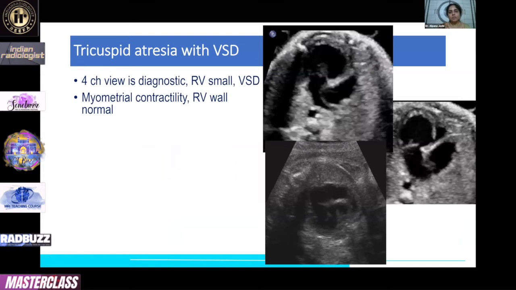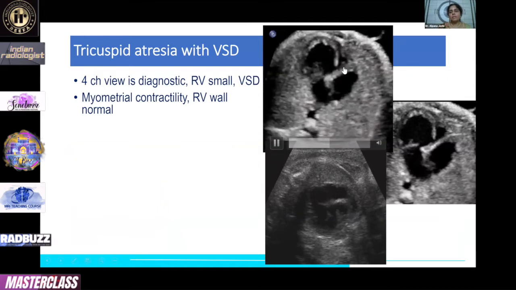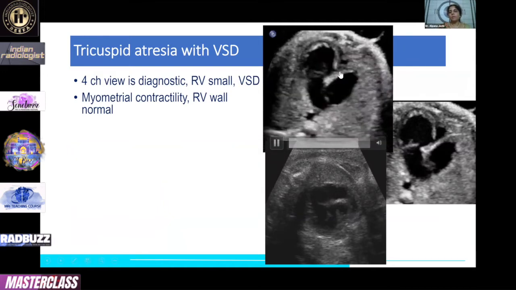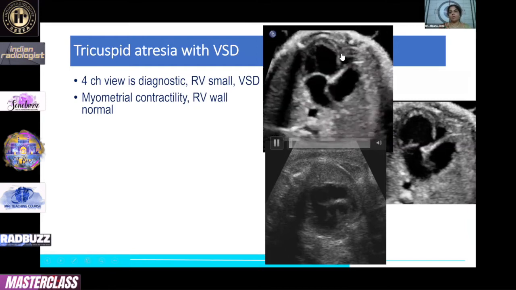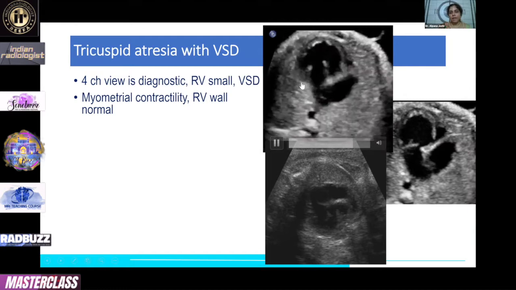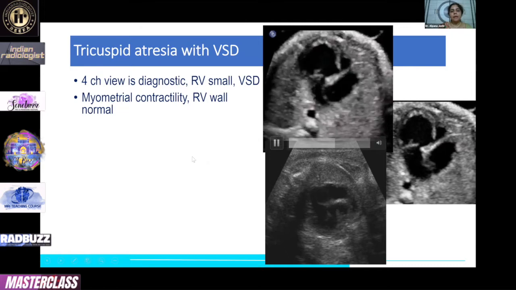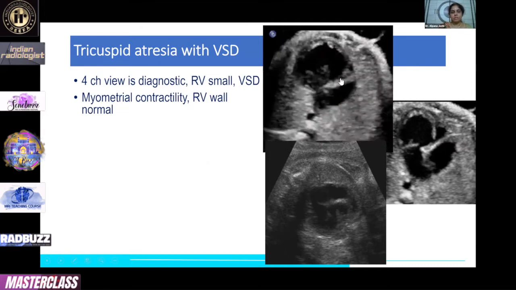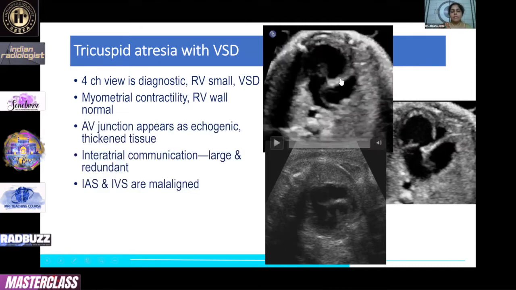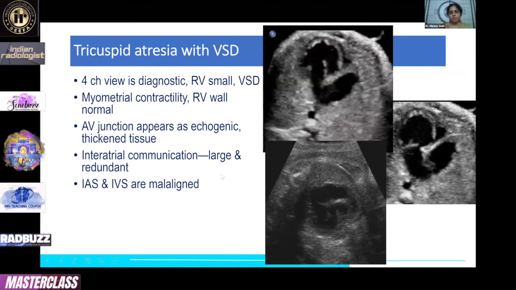So what are the diagnostic clues? The 4-chamber view is diagnostic. The RV is small, the VSD is seen. Here this VSD is small. How big the VSD is will decide how much of the RV cavity you're getting. Myocardial contractility and the RV wall are usually normal. The AV junction appears echogenic, as you can see here. Thickened tissue, and the interatrial communication is very large, as we saw here again. This is a very large interatrial communication with the foramen ovale flap.